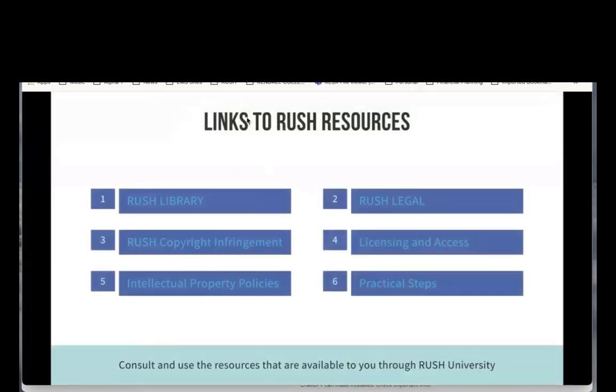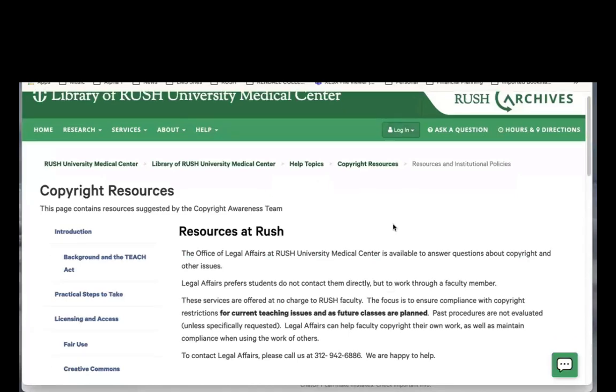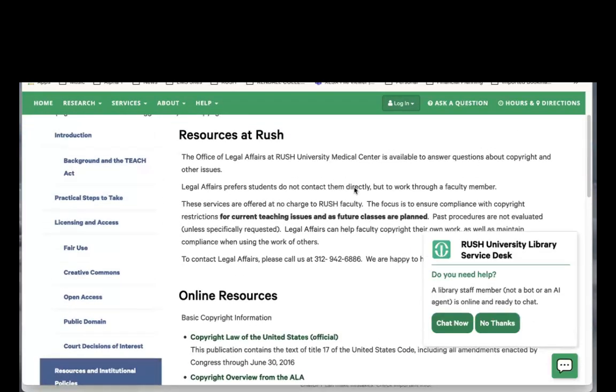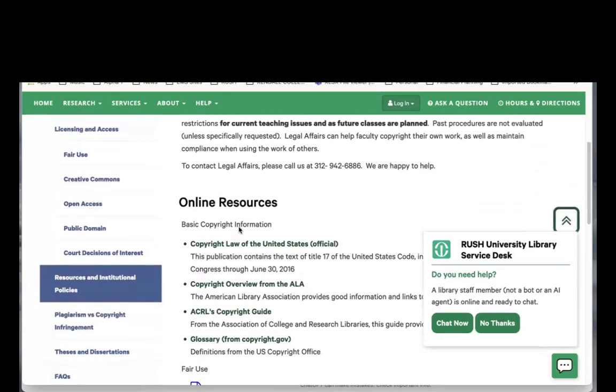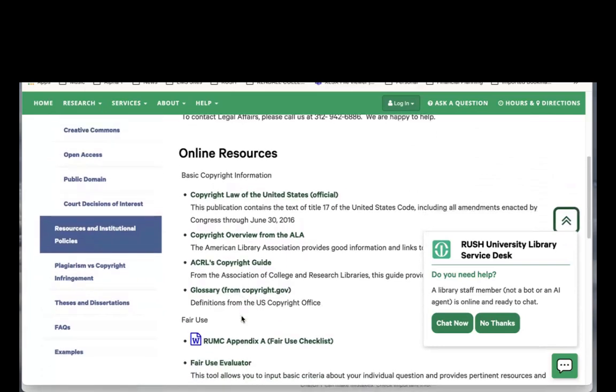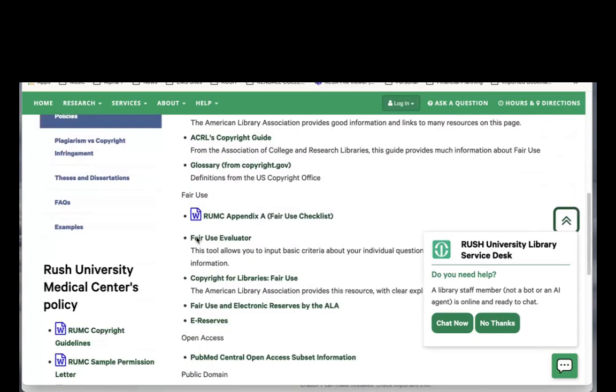We have a tremendous number of Rush resources, and I've linked them all here. These are links. So when I send out the post-session information, you'll have links to all of these things. But Rush Library and Rush Legal have amazing resources put together for us already, right? Here's Rush Legal. They will even answer questions and help you deal with copyright issues. So if you have questions, reach out to them, right? They've got the actual law from the United States. They've got the American Library Association. There are all of these different uses. This Fair Use Evaluator is another good one that I really liked. Tons of stuff in there.